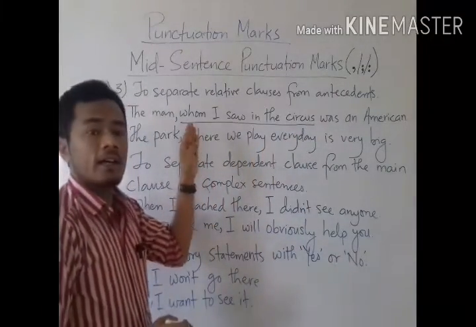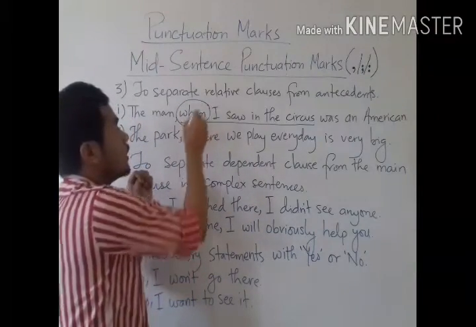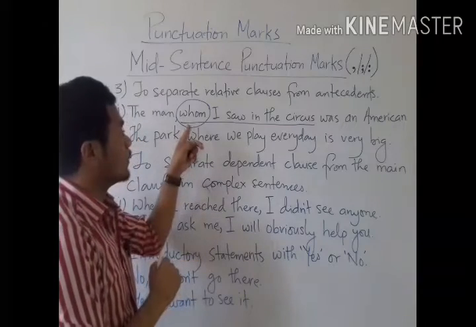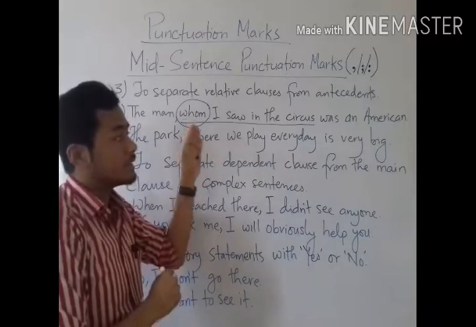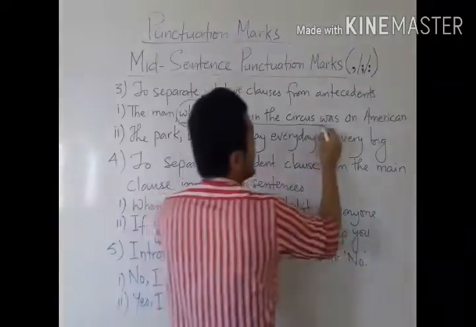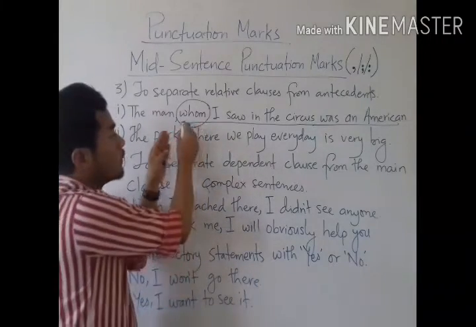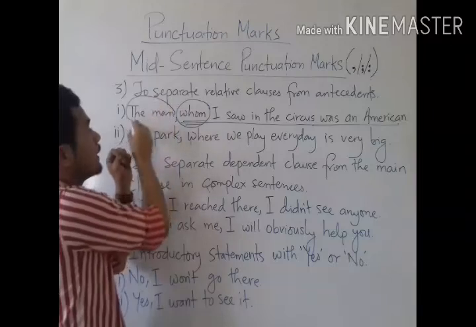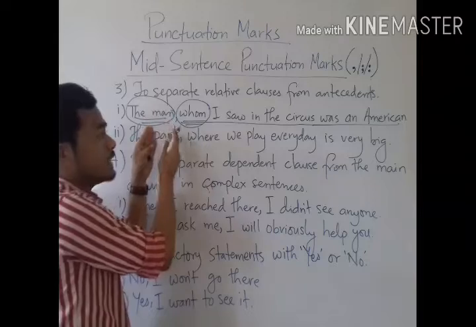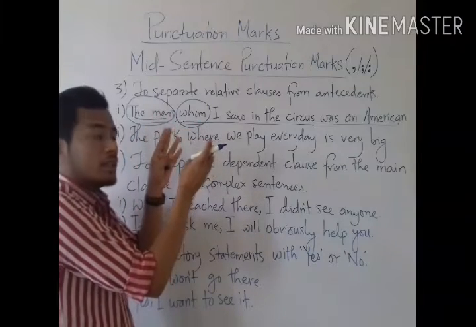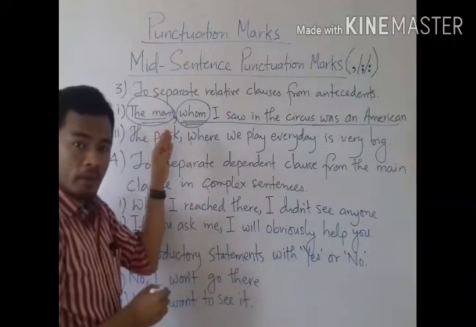This is a relative clause. Here, the clause is started with whom. That means whom I saw in the circus was an American. This is a relative clause, and this relative clause whom is related to the man. Here the man is the antecedent. So here this antecedent and relative clause are separated by using comma.